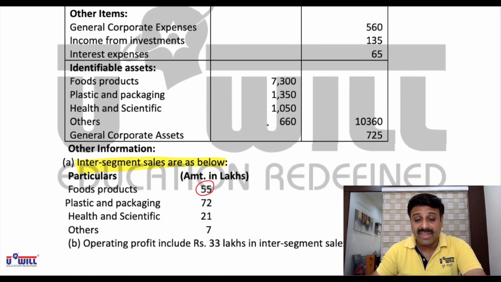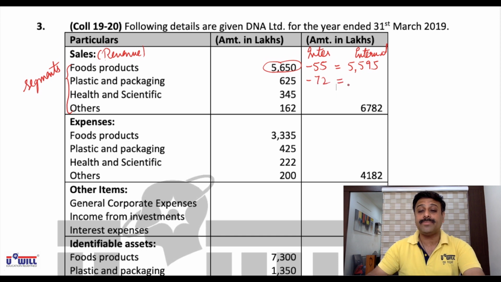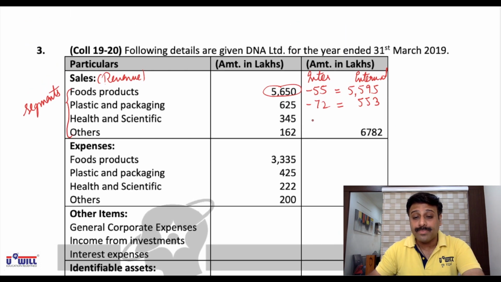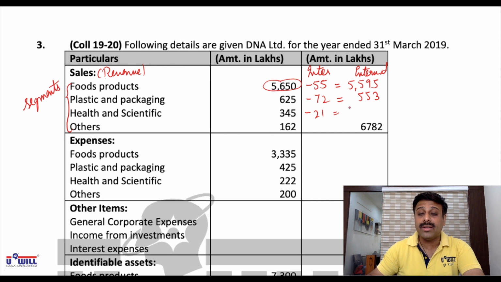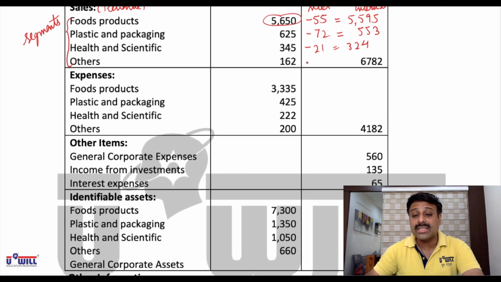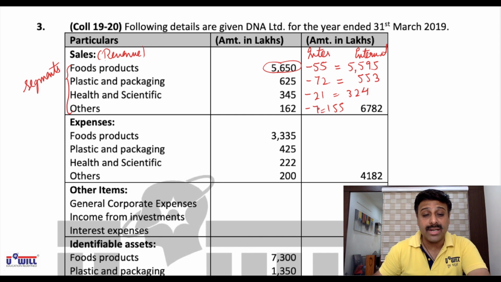Same way from 625, see here in plastic and packaging, what are internal? 72. Show it in your study material. 625 minus 72. How much will be external? 553. Same way in health and scientific, the internal are 21. So 345 minus 21, 324 will be external sales, and in others, out of 162, 7 are internal. So 162 minus 7, 155 will be external. All these are external sales and these are the internal sales to be shown in our segment report.